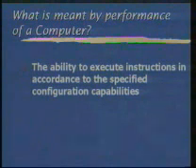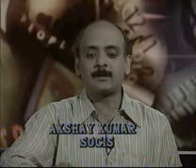To begin with, what we would like to describe is what we mean by the performance of a computer system. Well, the performance of a computer is defined as the ability to execute instructions in accordance with the specified configuration capabilities. What you have to understand is that a computer system's performance is recognized in completeness. It is not recognized as component-wise performance. However, whenever we talk about performance-based terminologies, we always define them for the components.